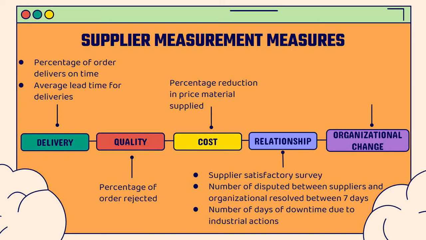It can also be measured by the number of disputes between suppliers and the organization that can be resolved within 7 days, and by the number of days of downtime due to industrial action. The last criterion is organizational change. It can be measured by implementation of team structures and adoption of the EDI system.